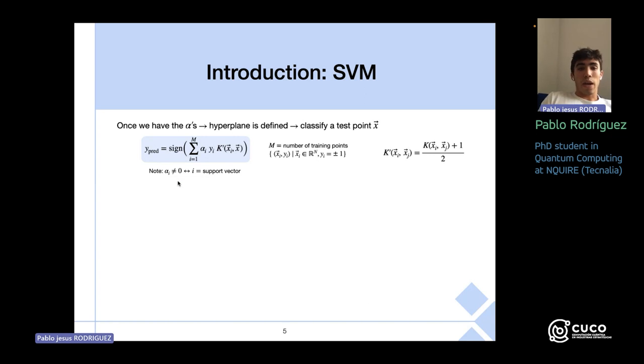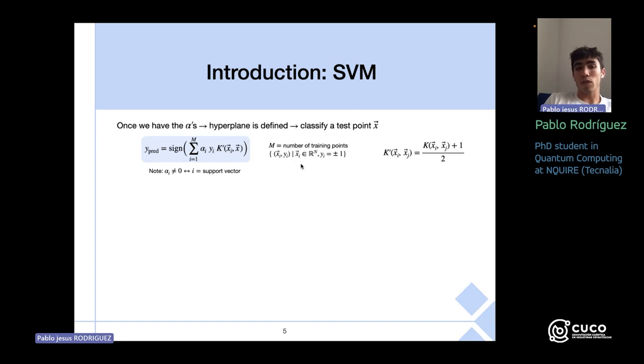This is important. The number of Lagrange multipliers is equal to the number of training points. However, most of them are equal to zero, and the only Lagrange multipliers that are not zero are those associated with support vectors. So only the support vectors play a role in the classification. M is the number of training points.